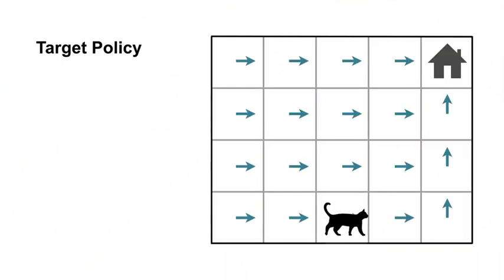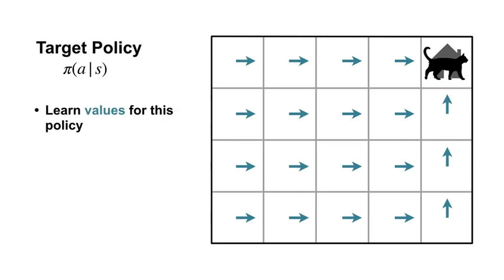We call the policy that the agent is learning the target policy because it is the target of the agent's learning. The target policy is usually denoted by pi. The value function that the agent is learning is based on the target policy. One example of a target policy is the optimal policy.